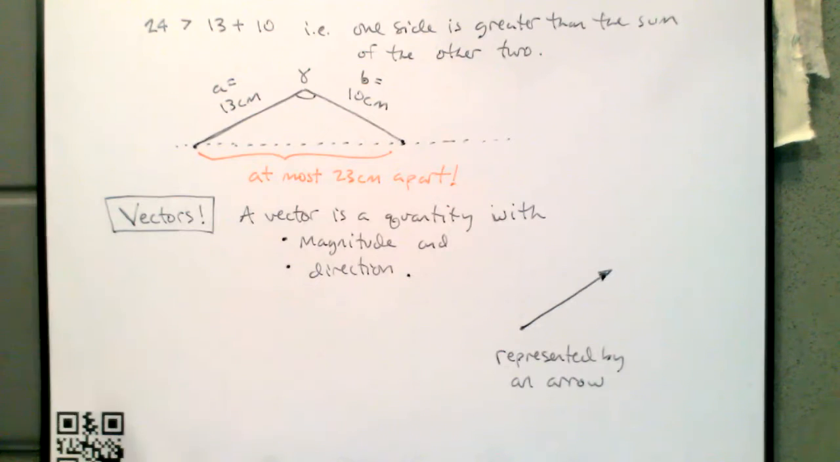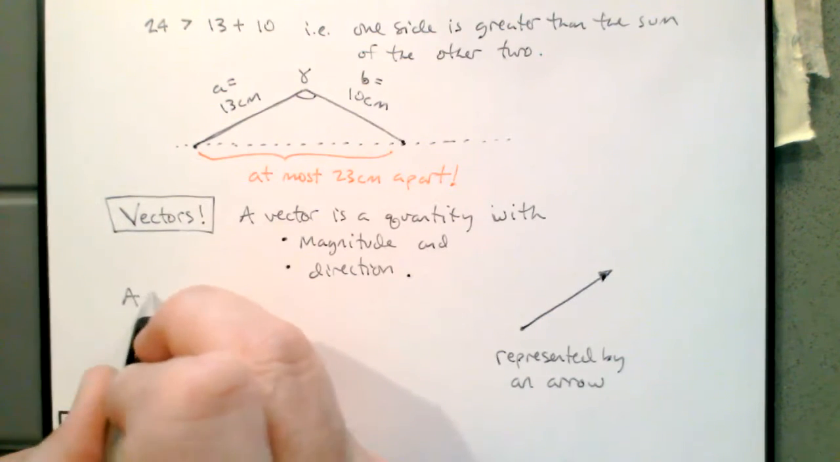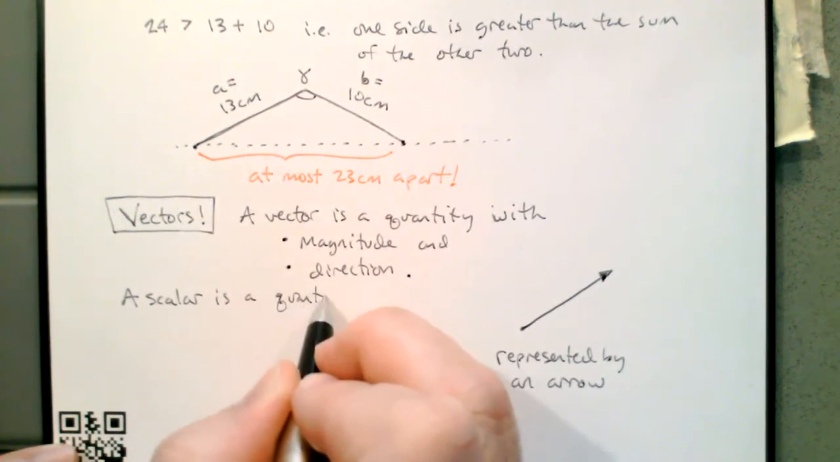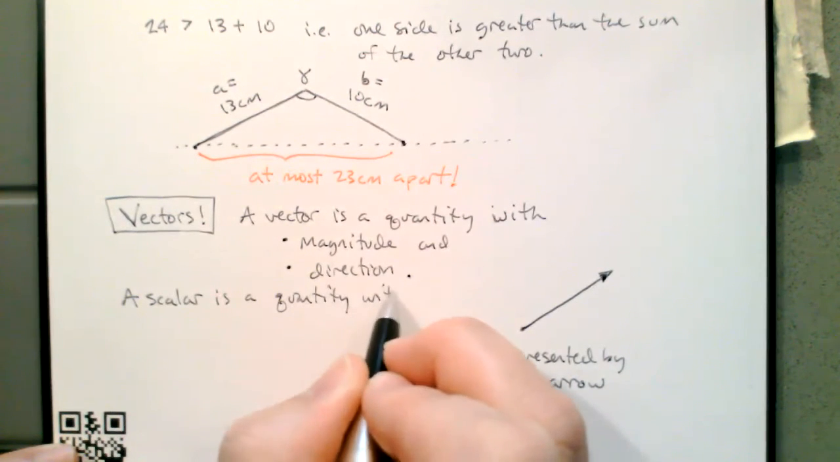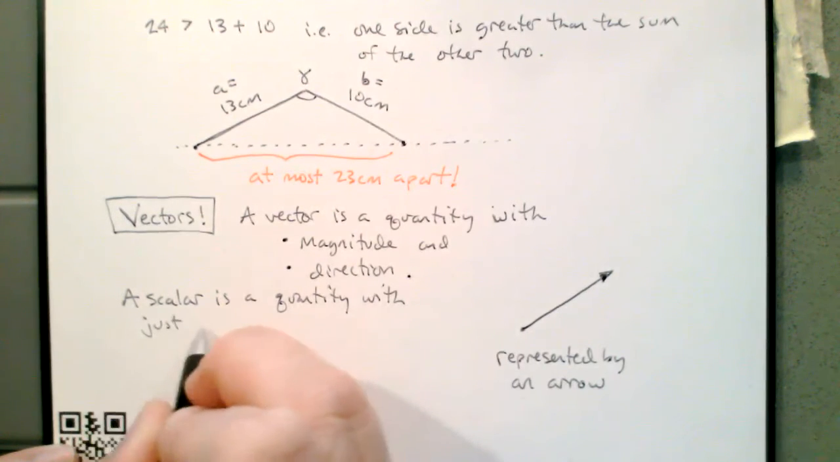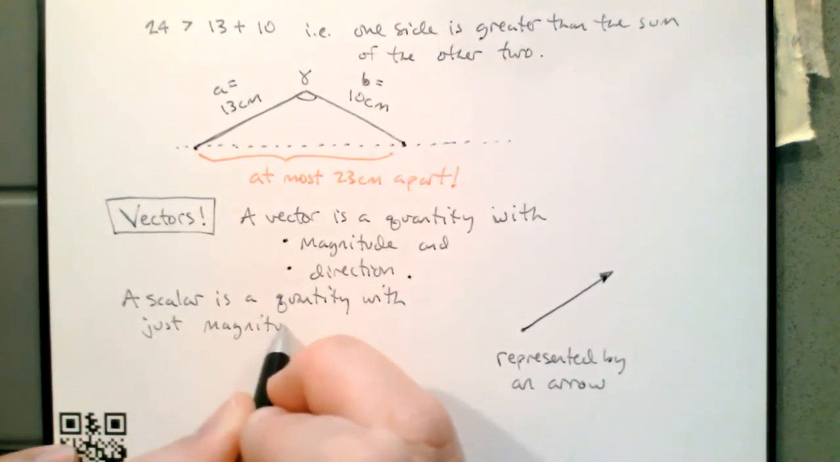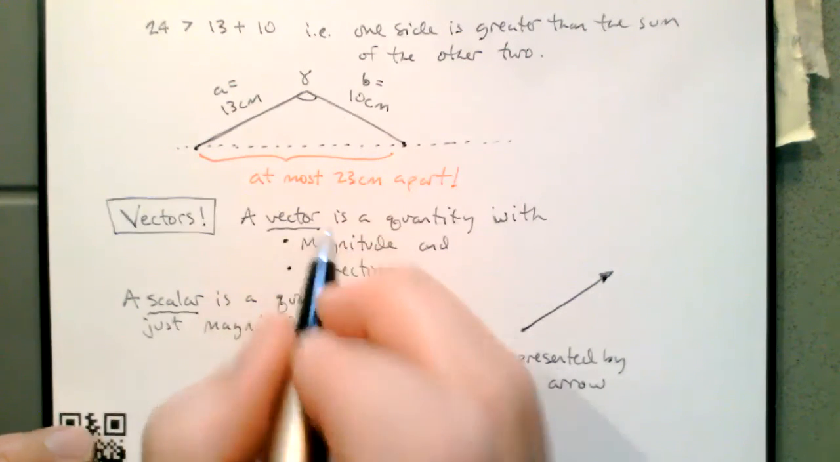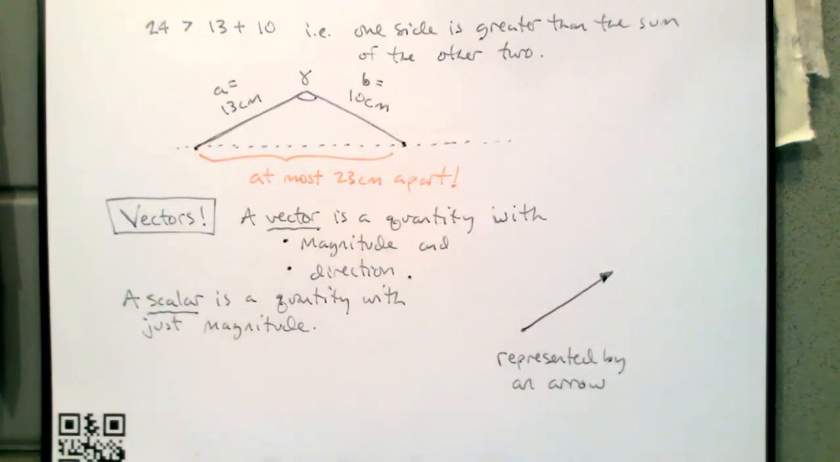When we're coming up with names for vectors, we want to differentiate the vectors from scalars, just magnitudes. So a quantity with just magnitude is a scalar. A scalar is a quantity with just magnitude, to differentiate it from a vector.